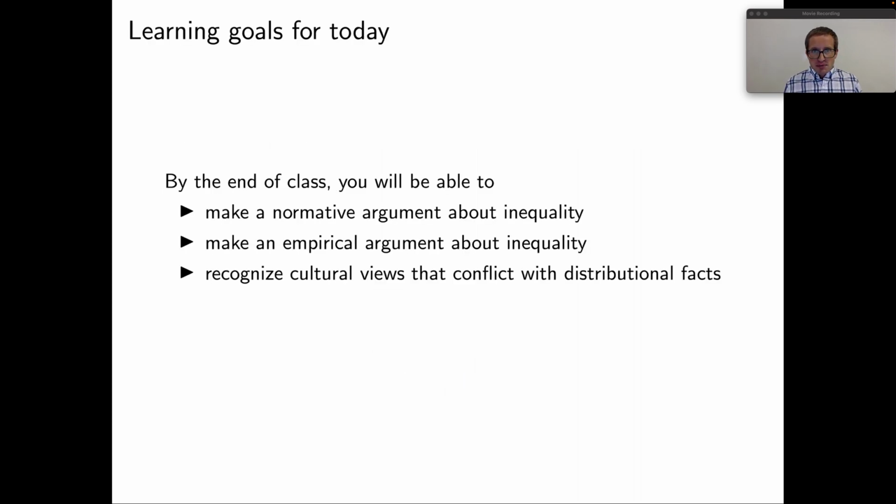So I want to close here by recapping our learning goals. By the end of class, you should be able to make a normative argument about inequality. So this, for example, uses that utilitarian argument about the distribution of the manna. You should also be able to make an empirical argument about inequality. For instance, summarizing countries' income distributions by the 90-10 income ratio. And finally, you should be able to recognize cultural views that may seem to conflict with distributional facts.